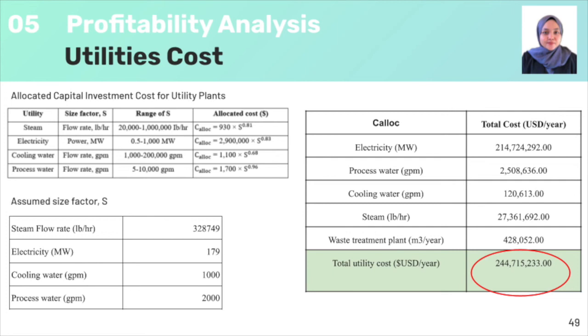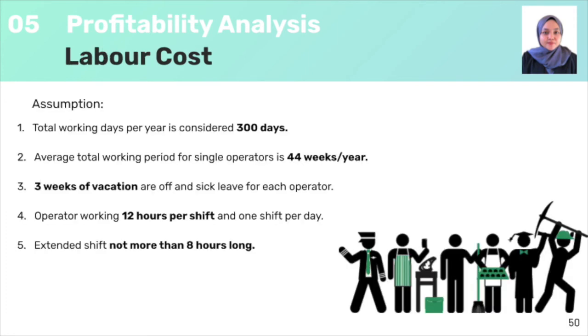Based on our assumed size factor and the previous wastewater treatment, the total investment is around USD 244 million annually for the utilities plant. Next, the section for labor costs. The assumption is that operation runs around 300 days or 44 weeks per year, with 12-hour working time and 1 shift per day. Workers are given 3 weeks of vacation per year and sick leave.